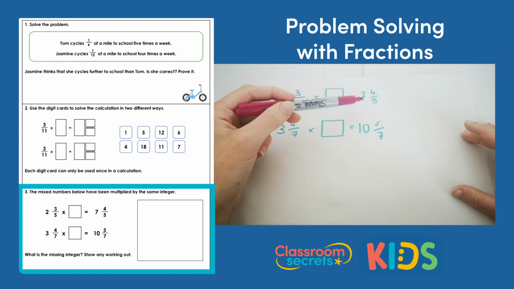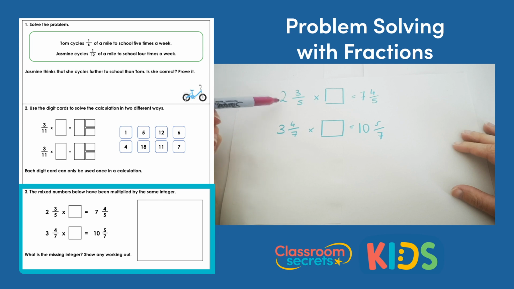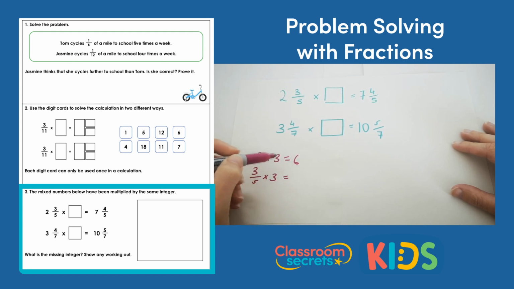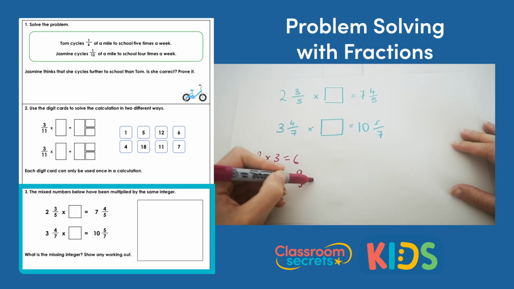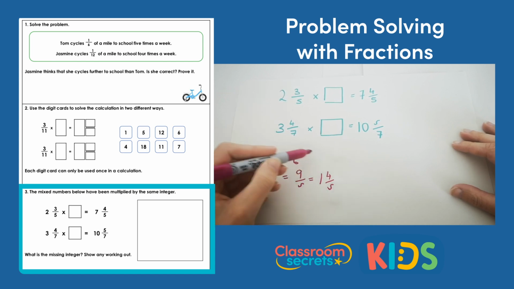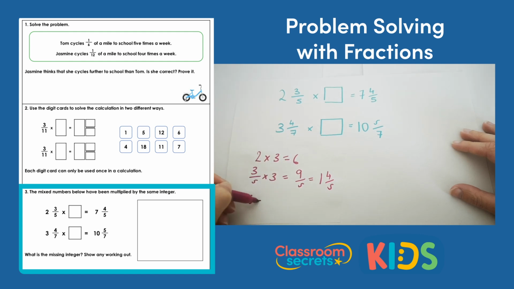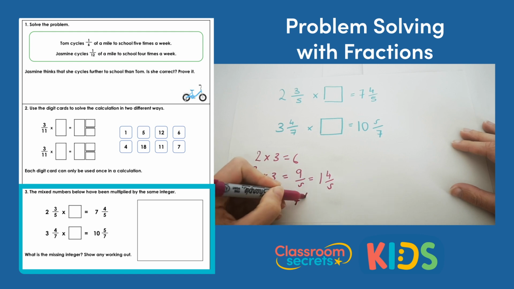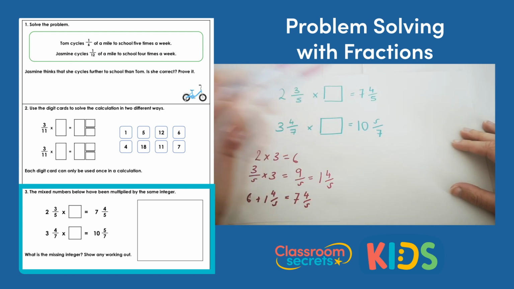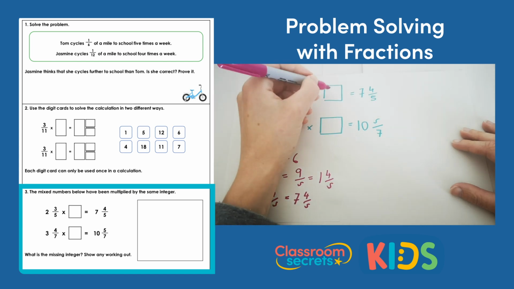Instead, I'm going to think about the number before 7, 6. I'm going to do 2 times 3, which will give me 6. That will mean that I have to do 3/5 times 3 also. 3/5 times 3 is 9/5, which equals 1 4/5. So when I put the two together, I get 7 4/5, which is the answer we have in the calculation. So that tells me that it could be 3.